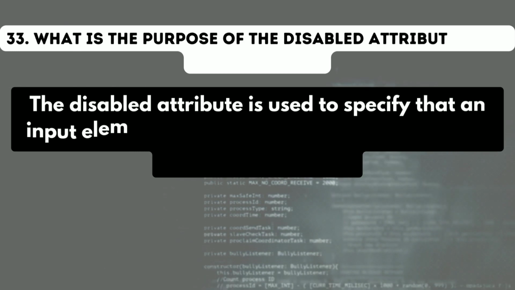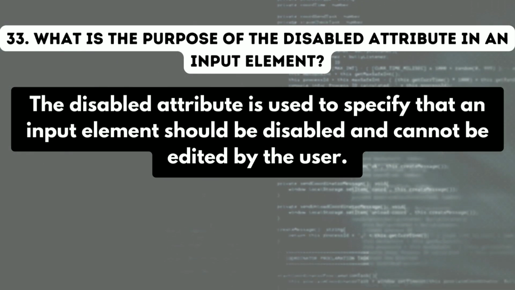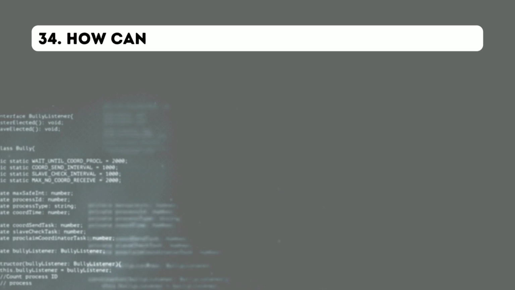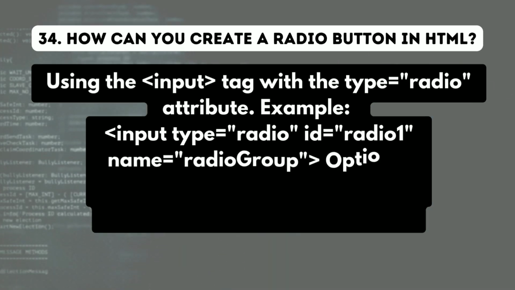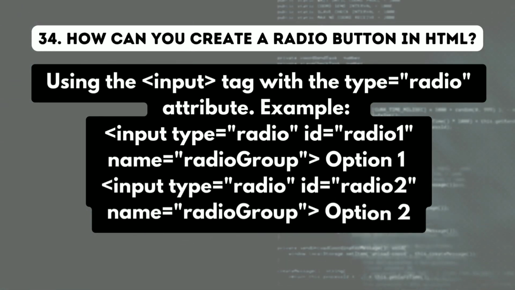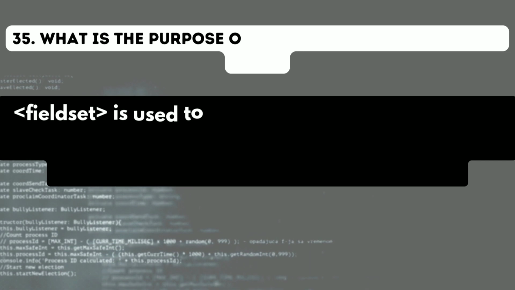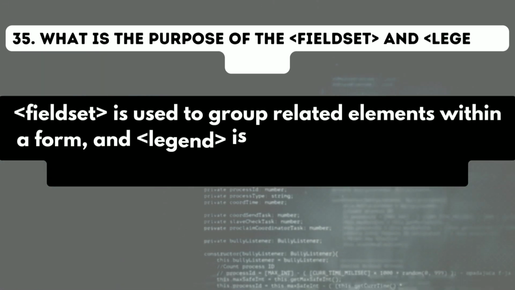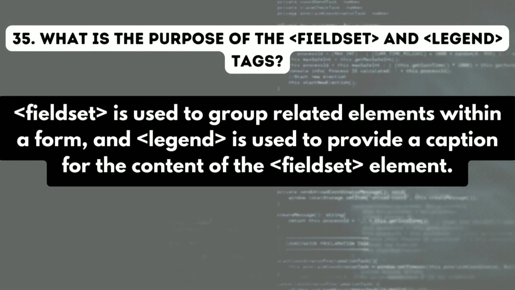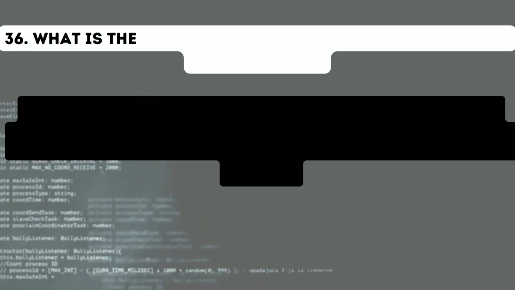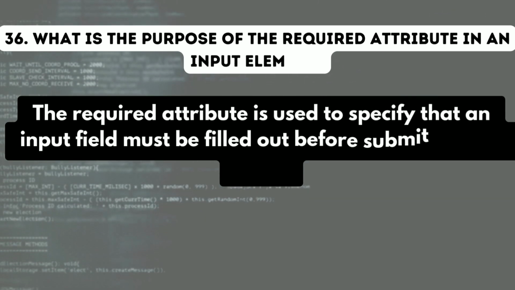33rd question, what is the purpose of the disabled attribute in an input element? 34th question, how can you create a radio button in HTML? 35th question, what is the purpose of the fieldset and legend tags? 36th question, what is the purpose of the required attribute in an input element?